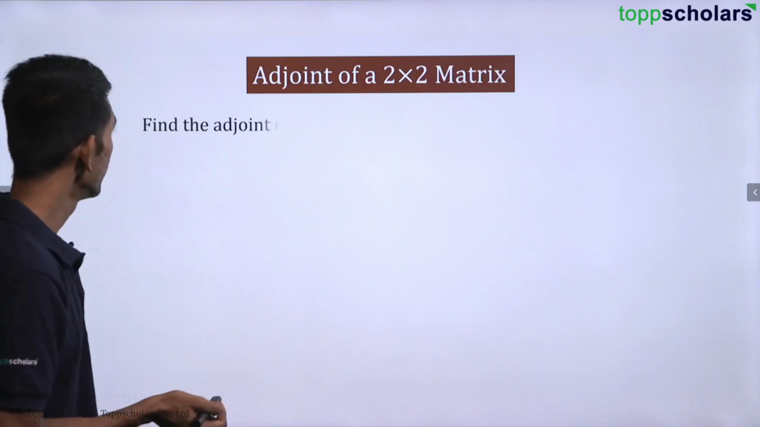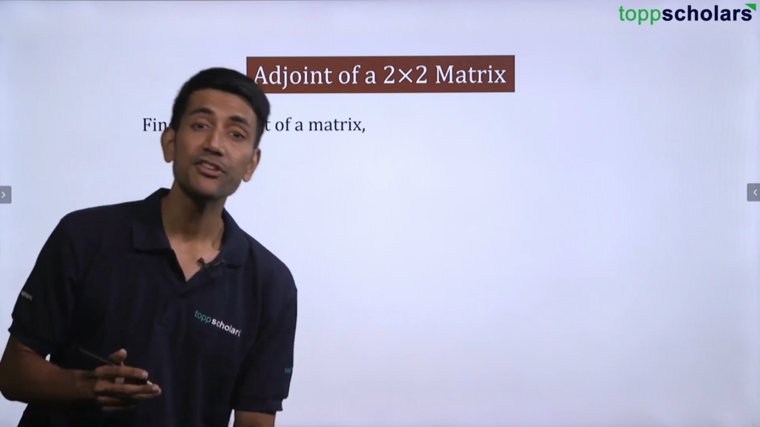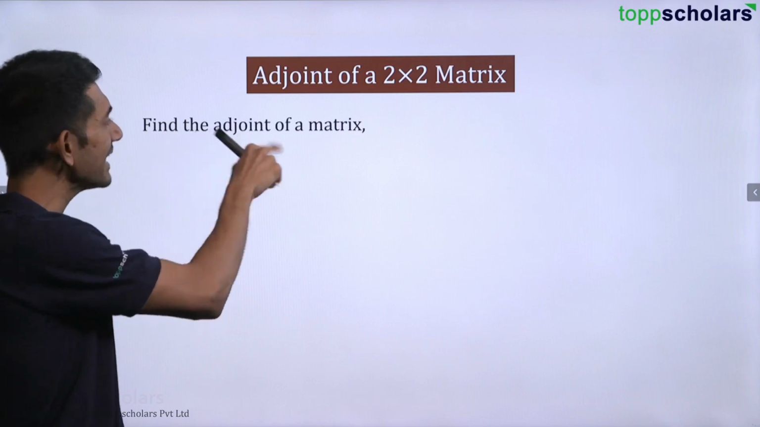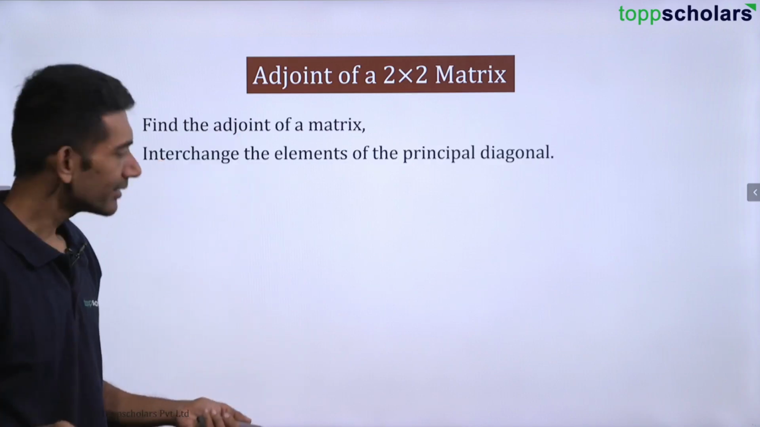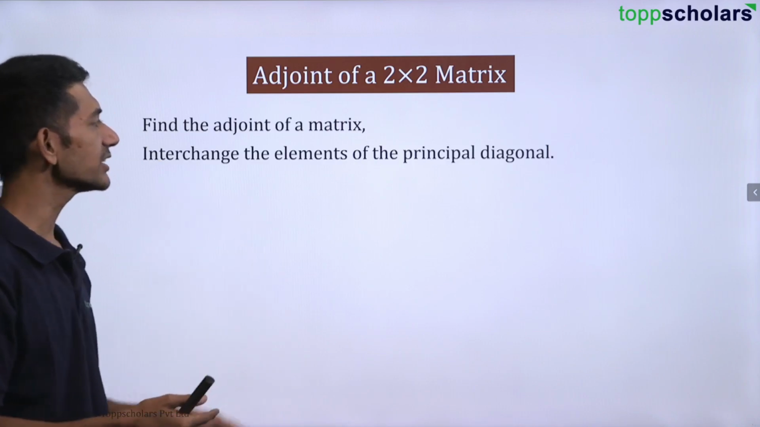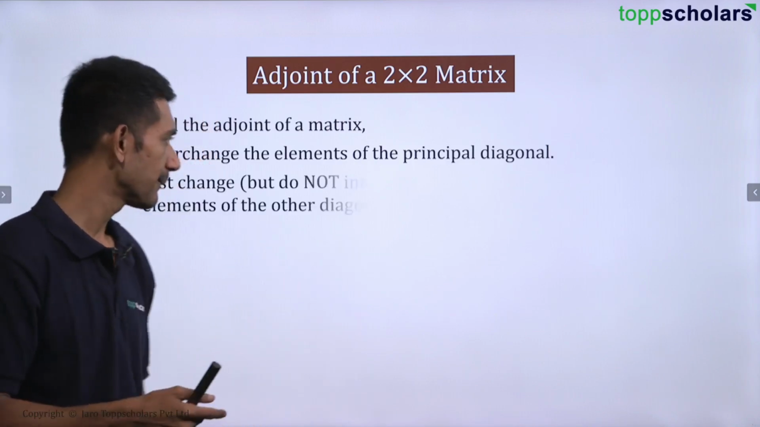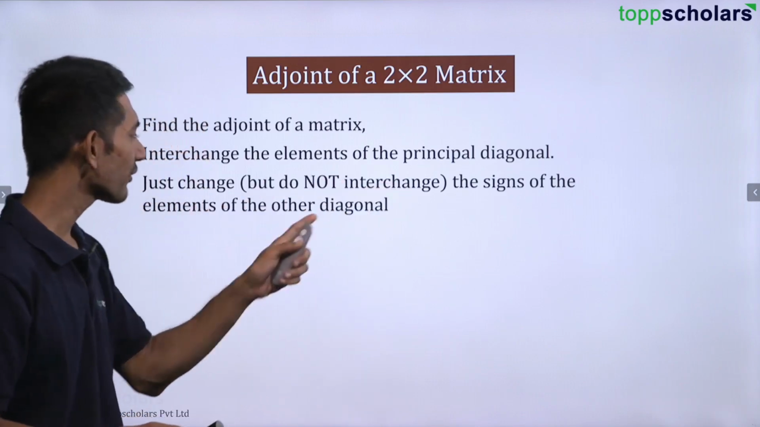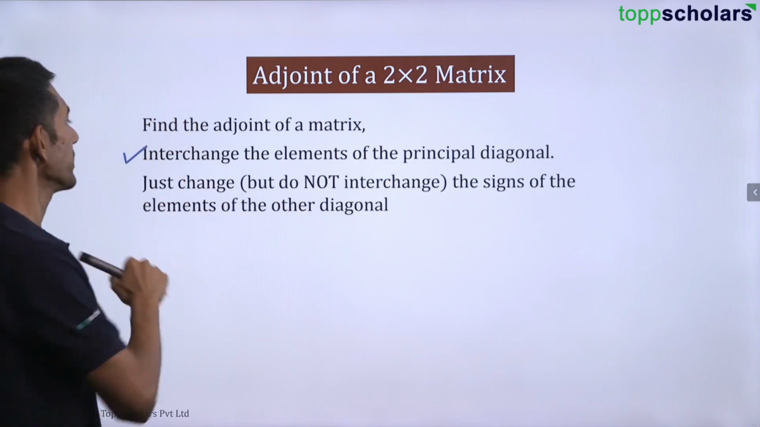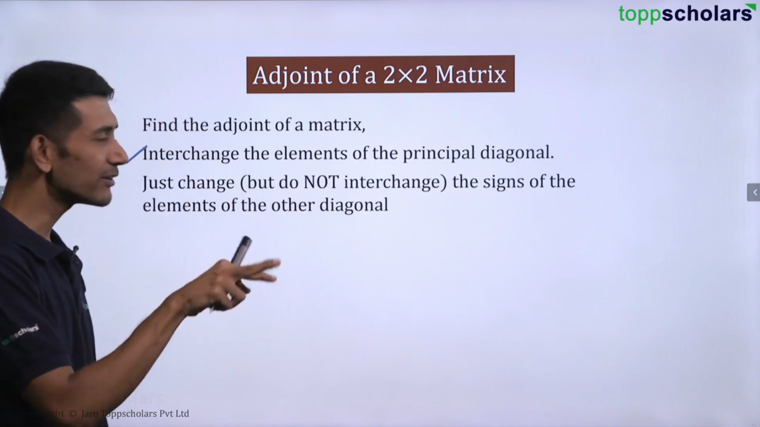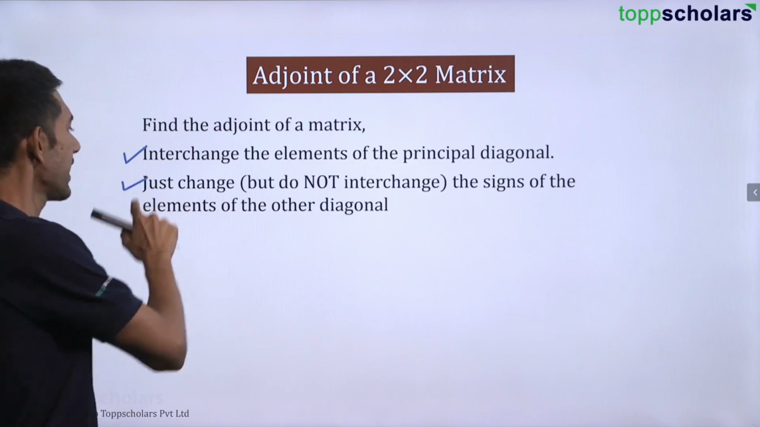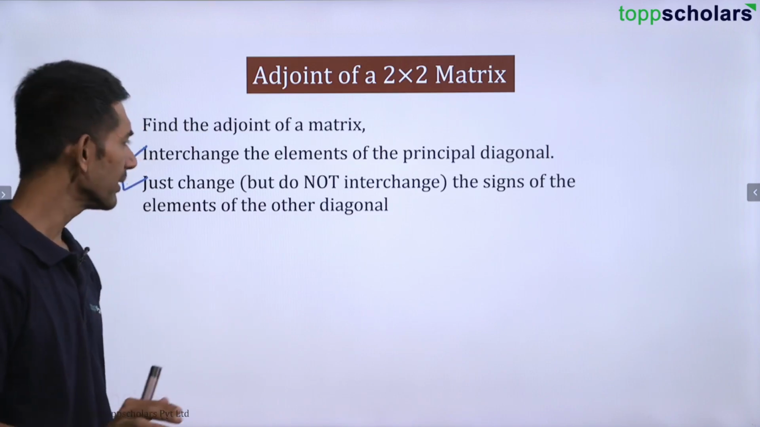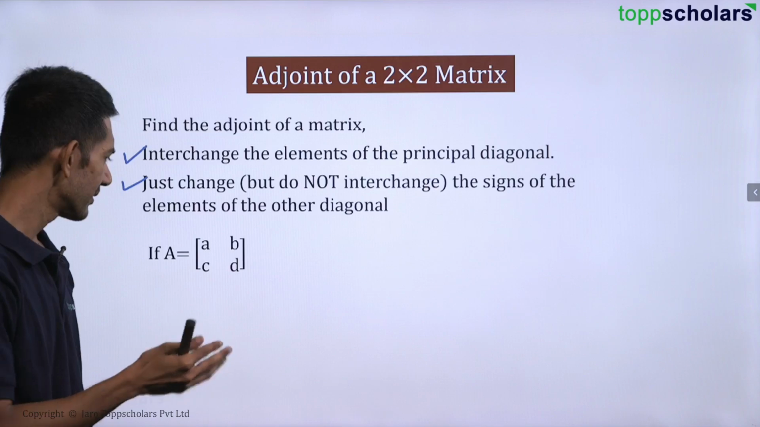Now, let us see how to find out the adjoint of a 2 by 2 matrix. How do we do that? To find the adjoint of a matrix, interchange the elements of the principal diagonal and just change, but do not interchange, the signs of the elements of the other diagonal. So two conditions. Condition 1, interchange the elements of the principal diagonal and change the signs of the elements of the other diagonal. Let us see this with the help of an example. Theoretically it looks difficult, but it is very simple.